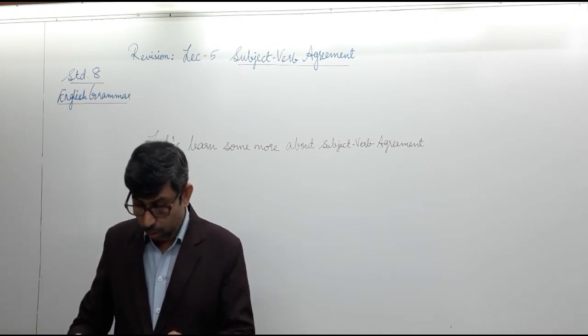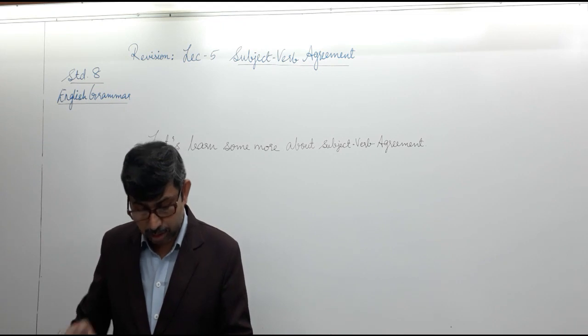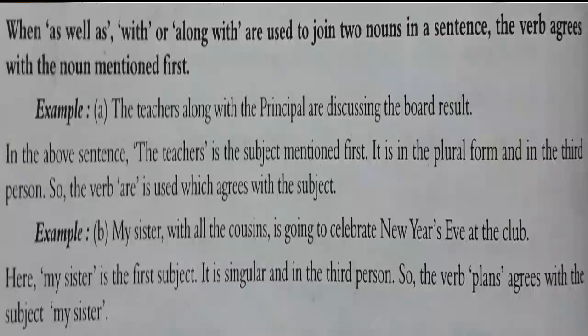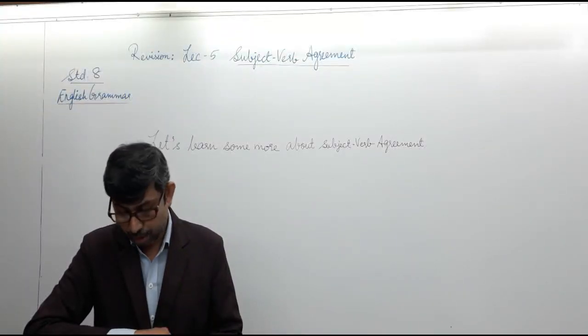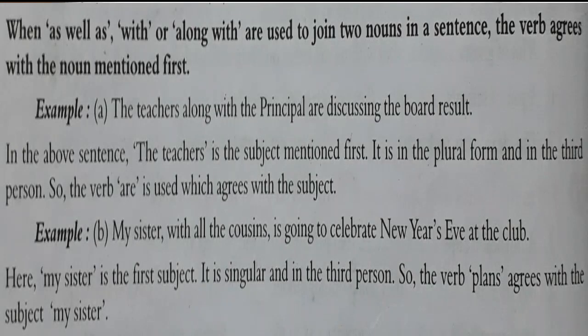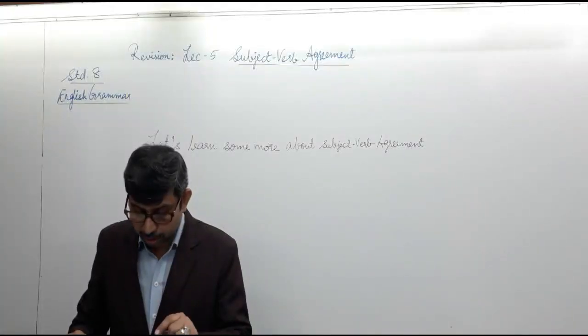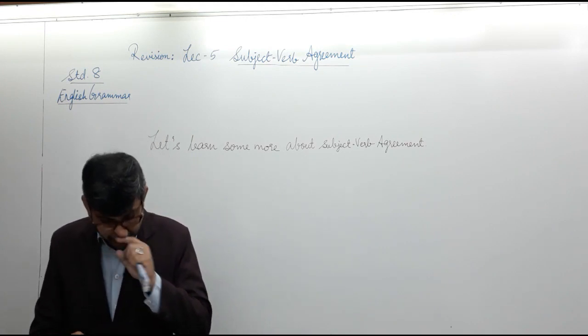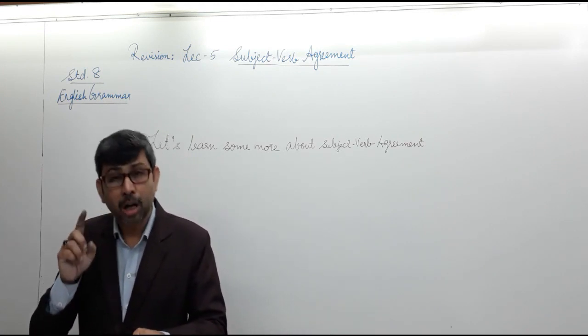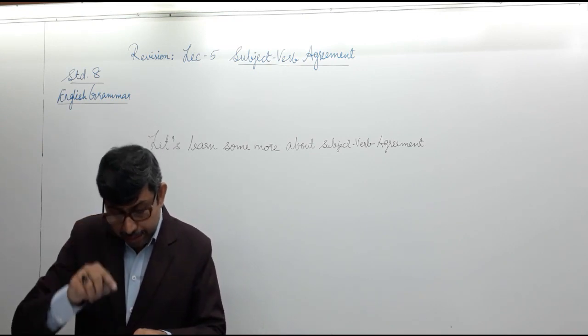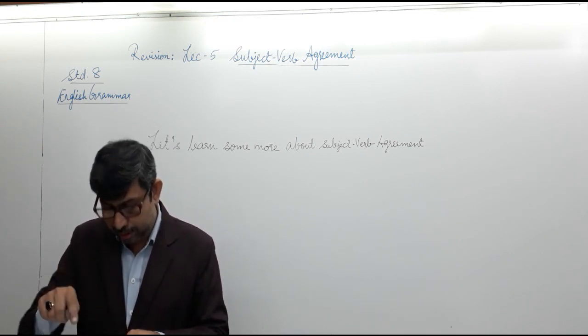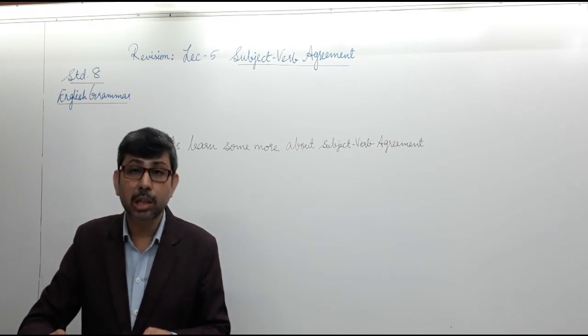Let us see one more rule, which is perhaps the last rule to understand, as you see on your screen. When we use the phrase as well as, the word with, or along with, these three are used to join two nouns in a sentence, and the verb agrees with the noun mentioned first. So here is an important rule that you need to keep in mind.